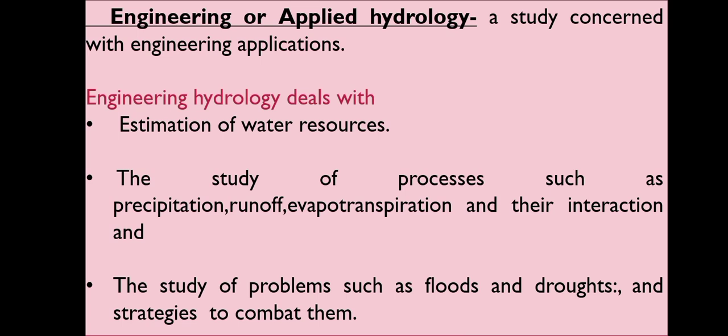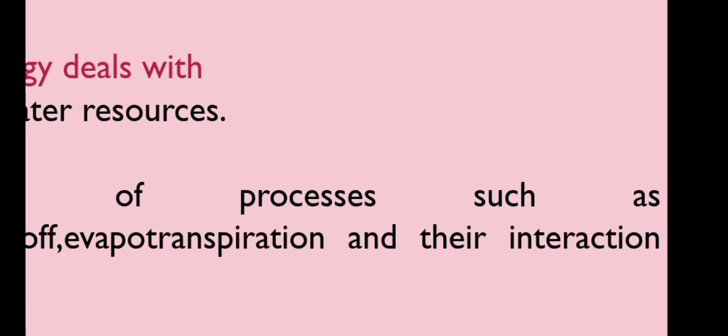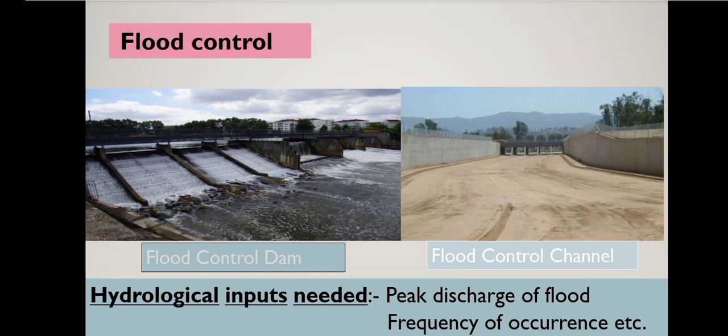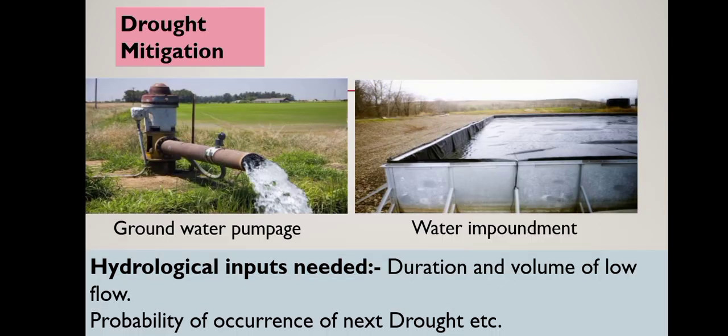Now let's move to next part of our question, which is what are various applications of hydrology. So some important uses of hydrology are, the first one is the flood control. We can control floods by designing structures like dams, diversions, channels, etc. And to design these structures, hydrological inputs such as peak discharge, that is highest rate of flooding, and frequency of occurrence, that is when next flooding will arrive. This type of hydrological data is needed to design the structures for controlling flood.